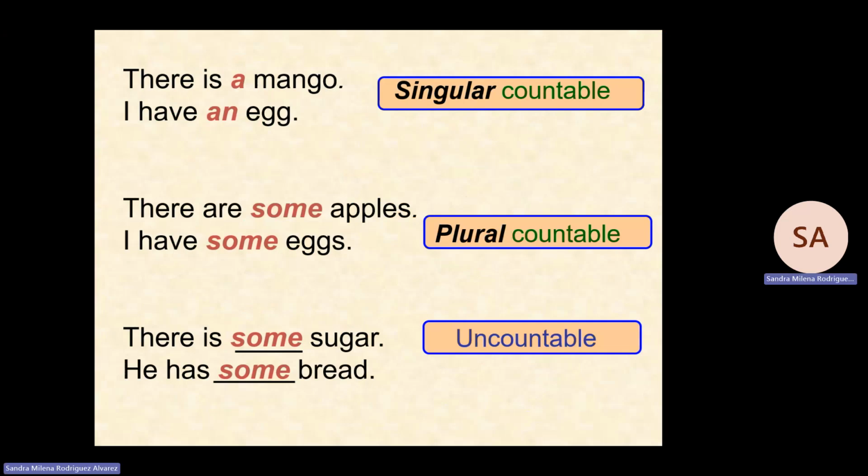There is some sugar and some bread. I can also use some for uncountable, taking into account that some has to be used in singular because I haven't got any idea of what is the amount. But I have to mention that I have that product. For example, there is some sugar, hay algo de azúcar. He has some bread, él tiene algo de pan. Okay.